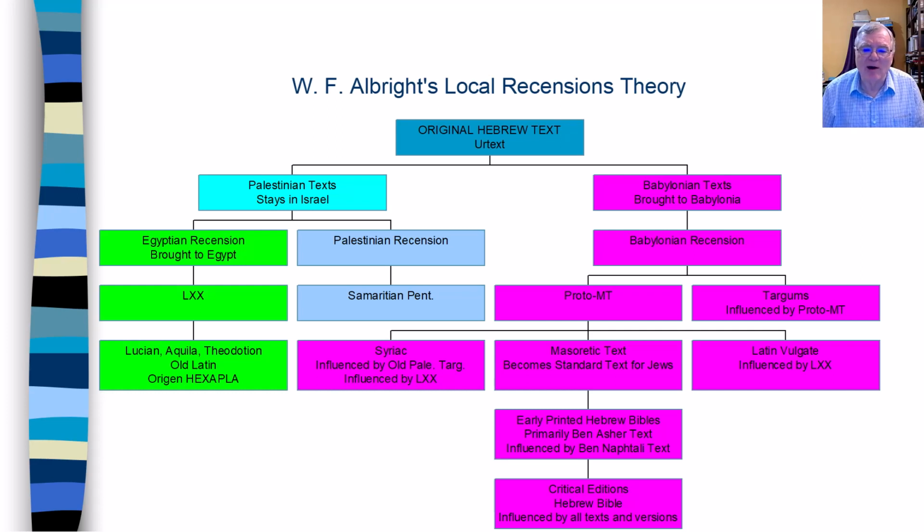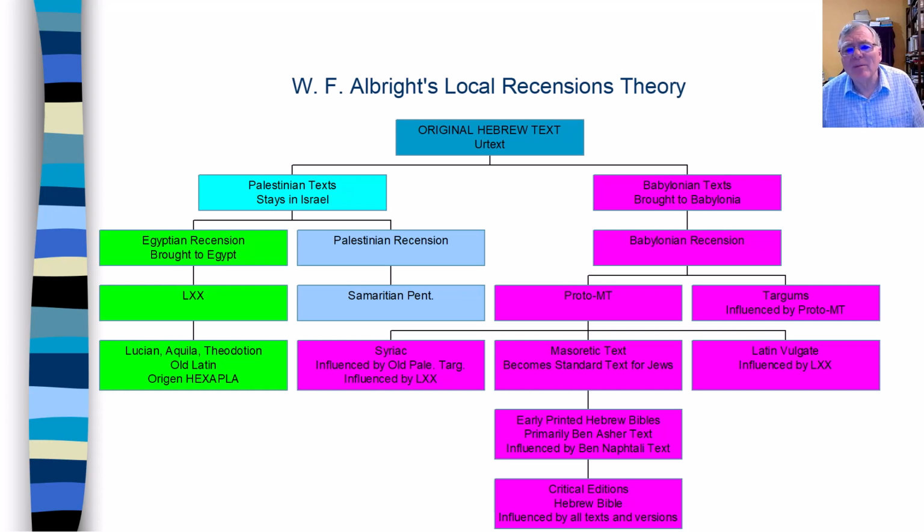And then, of course, as we've talked about already, the Masoretic texts came to be printed in the early Hebrew Bibles. It was also the basis of the oldest Hebrew texts, the Ben Asher texts, and it also influenced the Ben Naphtali texts, as was discussed earlier. And it leads to our critical editions of the Hebrew Bible, which are influenced by all of these things, but especially the Masoretic tradition, and especially B19A as the basis for the critical edition. So anyway, that's Albright's local recension theory.